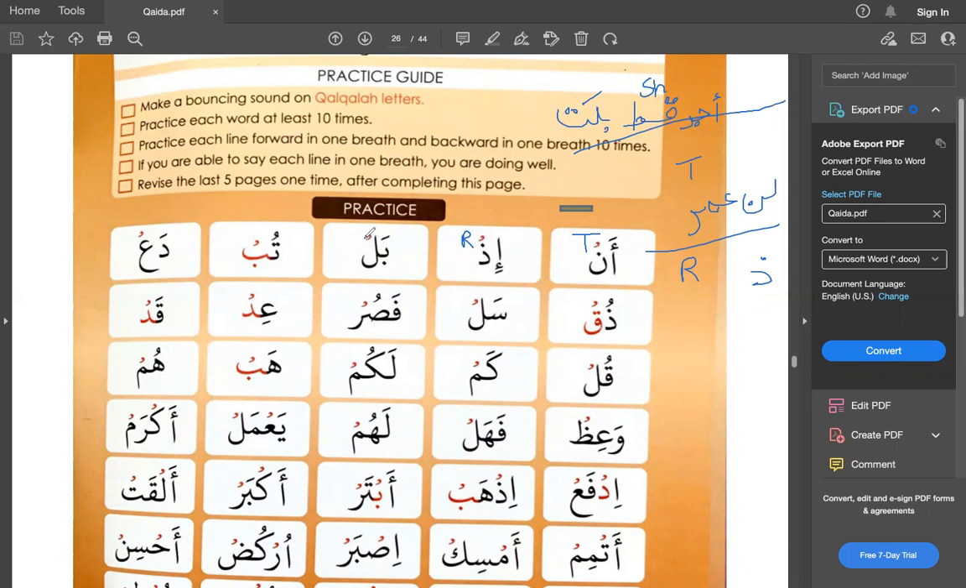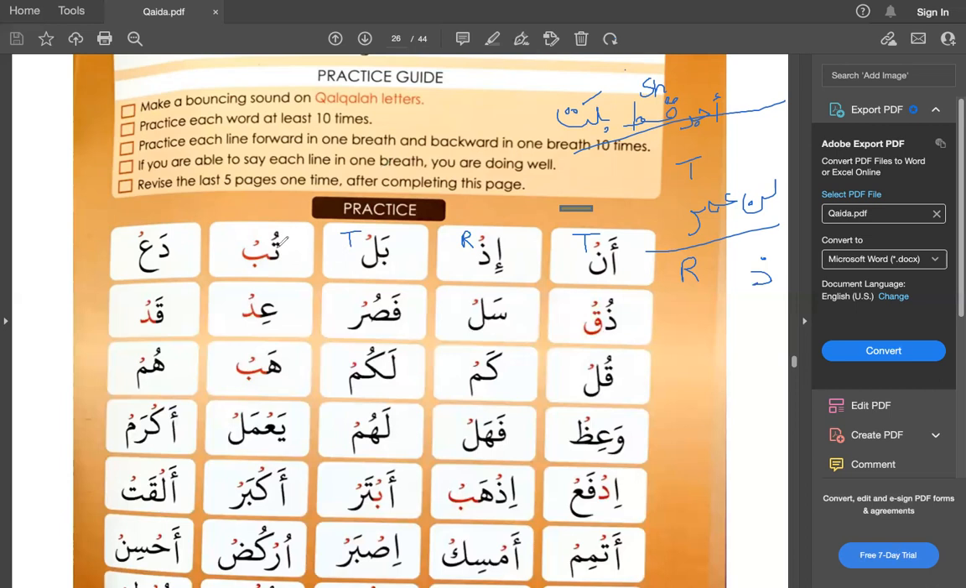Bel, lam. Lam with sukoon falls under the category of tawassut. So this is lin amr. We will write capital T and we will give a medium flow of sound.